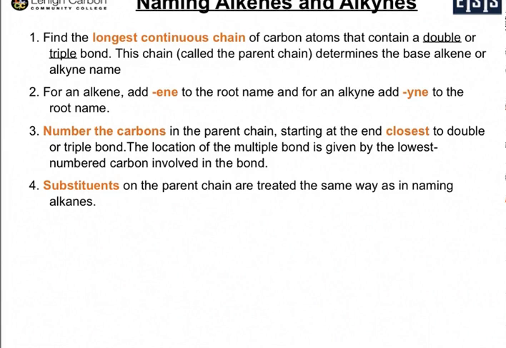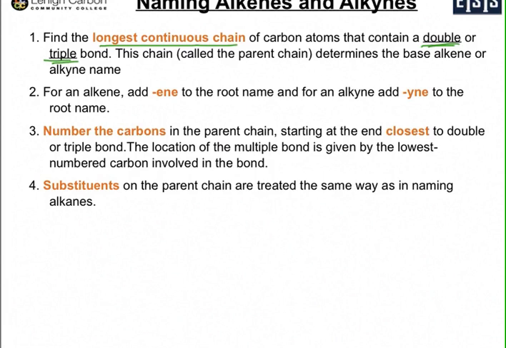When you look for your longest continuous carbon chain, now you're going to look for the longest chain that includes the double bond or the triple bond. So that long chain needs to have that double or triple bond in it. That'll make a little bit of difference when you're selecting your longest continuous chain, or that parent chain.